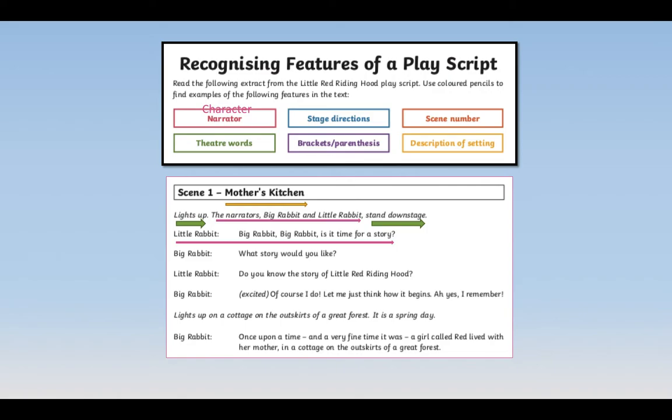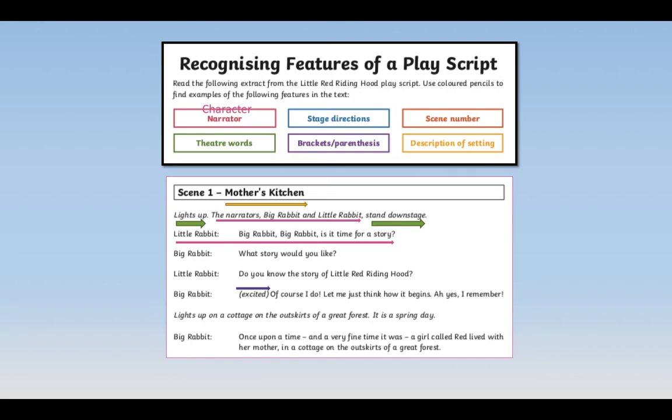What else can we see? Well, we have Little Rabbit, who is a character, and I've colour coded it to match the boxes above, just like the ones I have above. Big Rabbit, is it time for a story? So of course, with the character or actor comes their speech. What else can I highlight here? In purple, it's brackets, parenthesis.